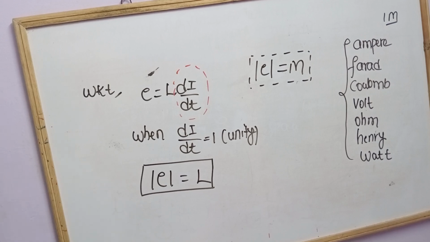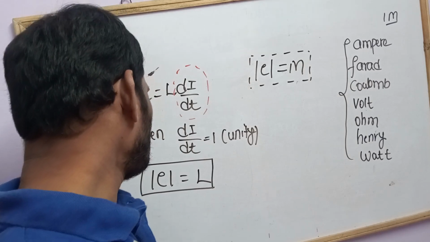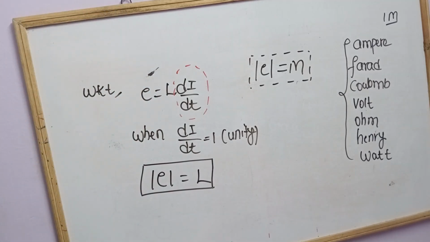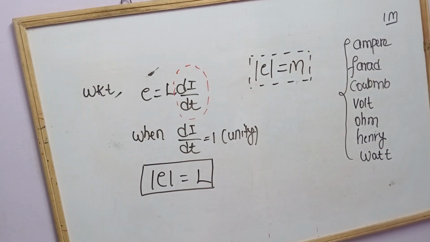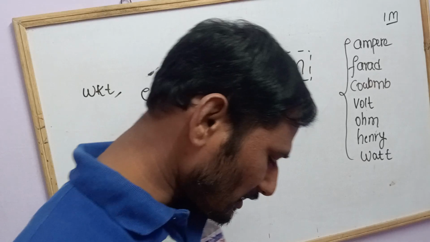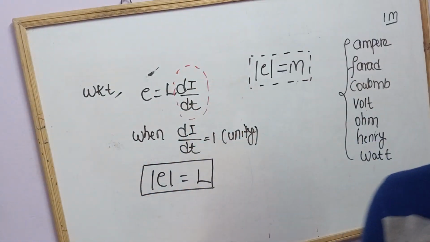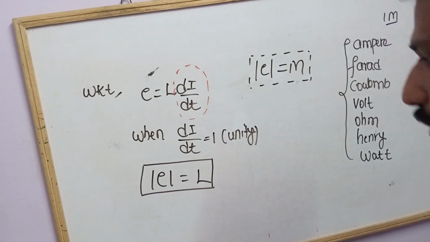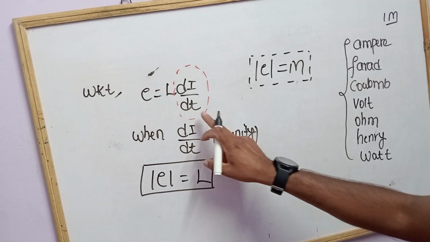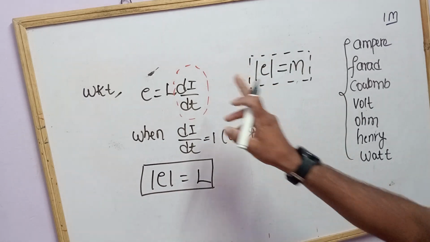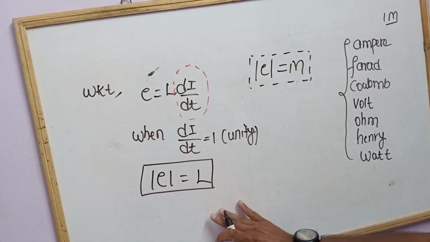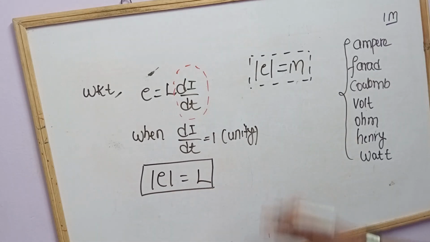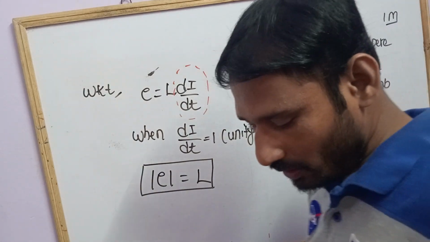So 1 Henry is the inductance of a coil when current changes at the rate of unity. Whenever this current changes at the rate of 1 ampere in 1 second or 3 ampere in 3 seconds, then the induced EMF is numerically equal to the self-inductance of a coil or mutual inductance of the coil. That is called as.